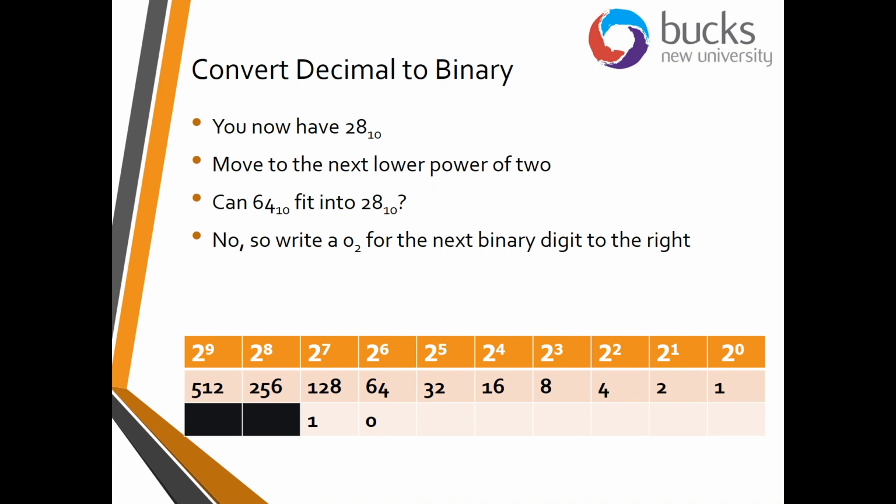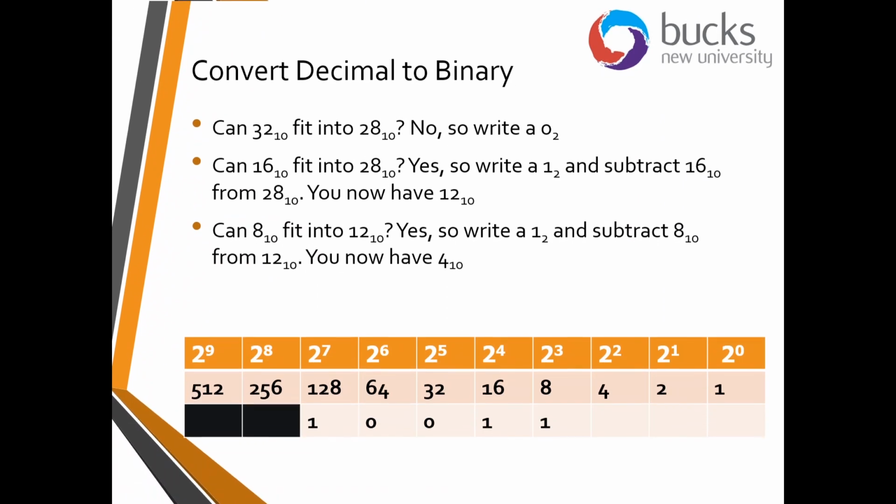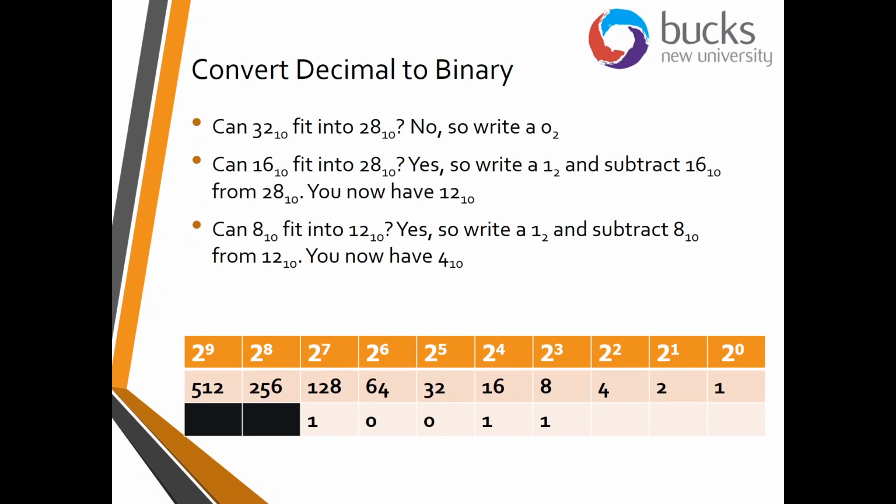But it's bigger, so we put 0 under it. And then we say, well, okay, what about the next one? So what about 32? 32 doesn't fit into it either, so that's no good, so we put 0 there. And then we get to 2 to the 4, which is 16. And 16 is obviously less than 28, so it fits into it. We can put 1 under 2 to the 4, and we can subtract 16 from our 28. So that leaves us with 12.